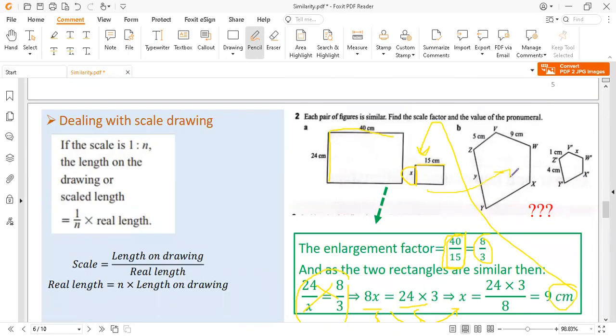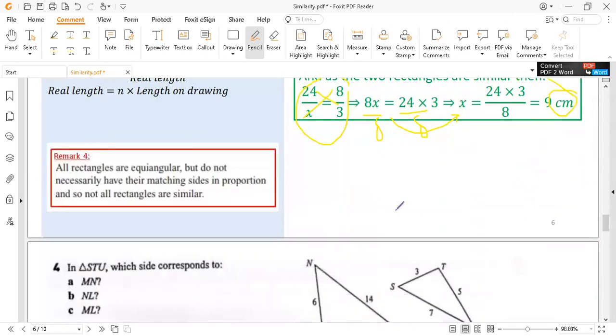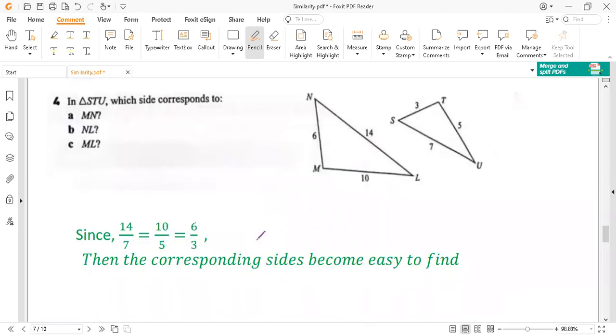And you can use the same method to find the scale factor and the value of the unknown in this pair of similar figures also. We should know that all rectangles are equiangular, because in any rectangle all the angles are equal to 90 degrees, but they do not necessarily have their matching sides in proportion. So not all rectangles are similar. Okay, we should know that.